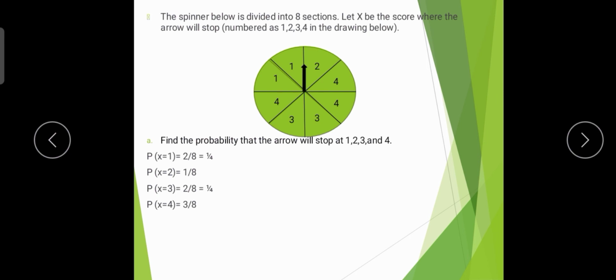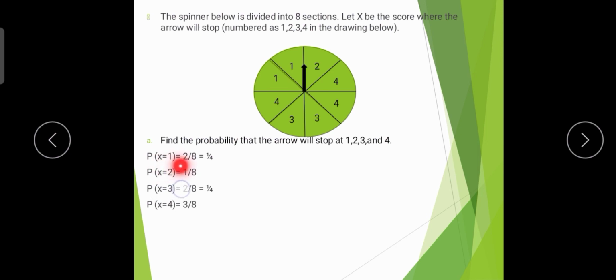So, another example. Spinner ulit. So, the spinner below is divided into 8 sections. 8 sections na siya. Let x be the score where the arrow will stop numbered as 1, 2, 3, 4 in the drawing below. So, same lang siya doon sa previous example. So, A. Find the probability that the arrow will stop at 1, 2, 3, and 4. So, hanapin lang natin yung probability na mag-i-stop ito sa number na ito. 1, 2, 3, and 4.